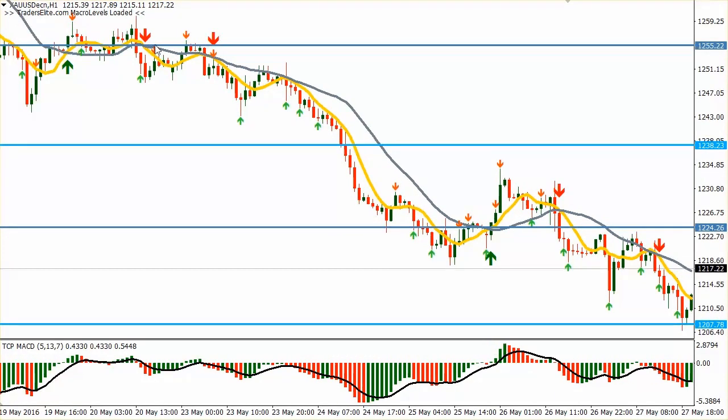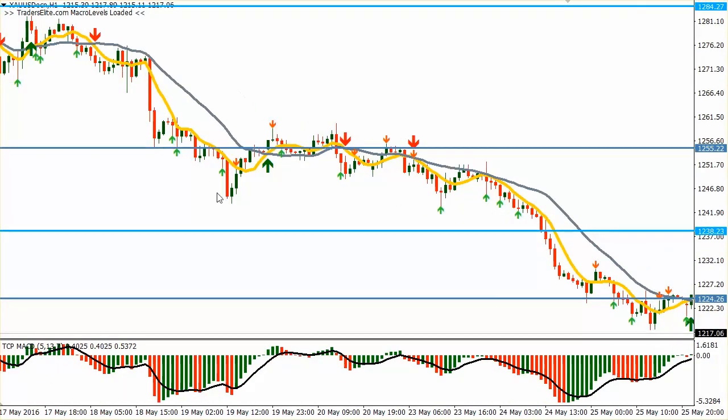Okay, here's a better one that I would like. We've got a trend catcher trade that's below the moving average. We see multiple price flips here and macro levels all working in unison. Okay, so let's just go through these charts and see what we can see.